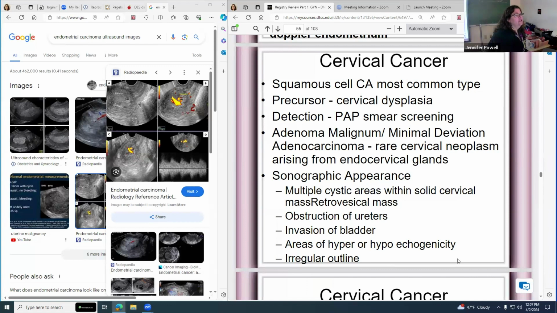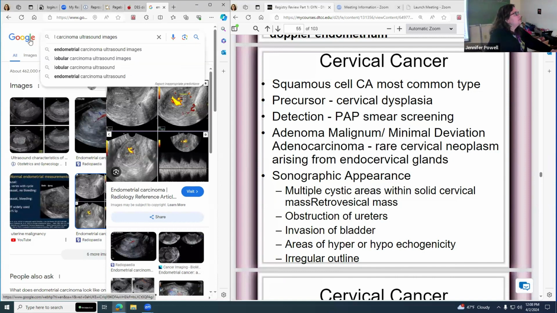Adenoma malignum, minimal deviation. Adenocarcinoma is a rare cervical neoplasm arising from endocervical glands. Sonographic appearance will be multiple cystic areas within a solid cervical mass, retrovesical mass, solid cervical retrovesical mass, obstruction of ureters, invasion of bladder, areas of hyper or hypoechogenicity, and irregular outline. So let's see if we can see.